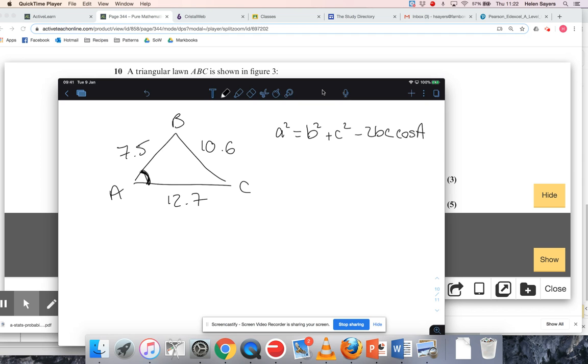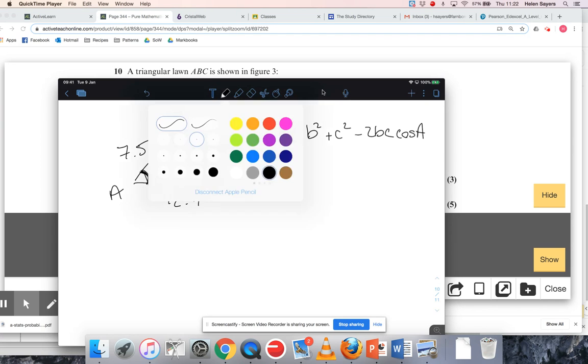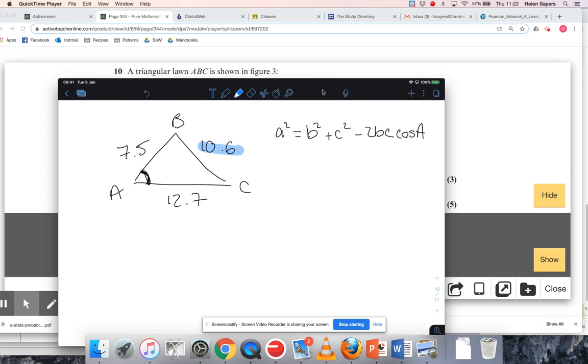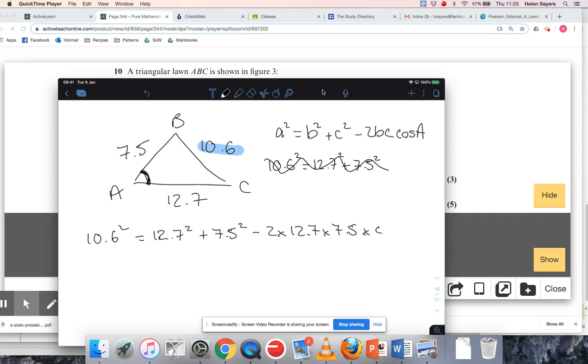So side a has to be the opposite side. So 10.6 squared, and b and c don't matter because they're both used in the same way. So 12.7 squared plus 7.5 squared. Let me write it out where I've actually got space to get the whole thing. So 10.6 squared is 12.7 squared plus 7.5 squared minus 2 times 12.7 times 7.5 times cos of A.